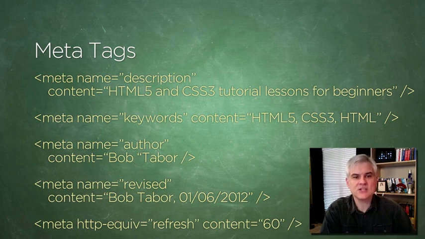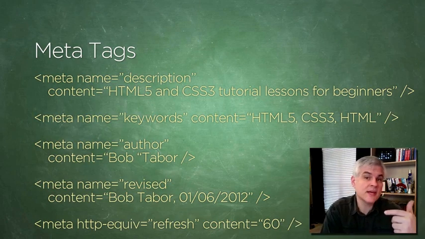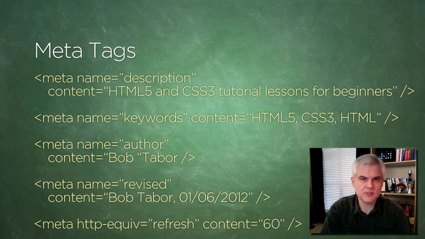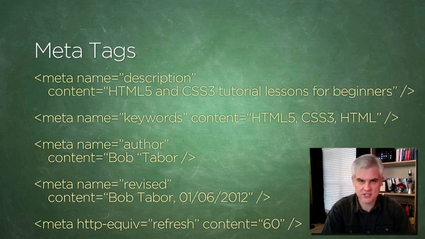And then there's this http-equiv equals refresh content equals 60. Basically, this just says that the information on this web page could change potentially often, like a news website, for example, and so the browser should take that as a cue to refresh the web page automatically every 60 seconds. Okay.